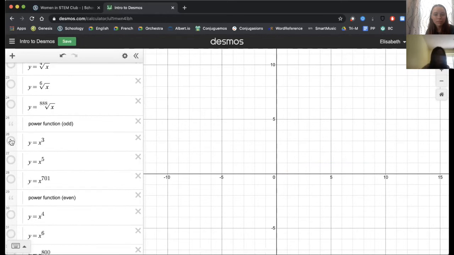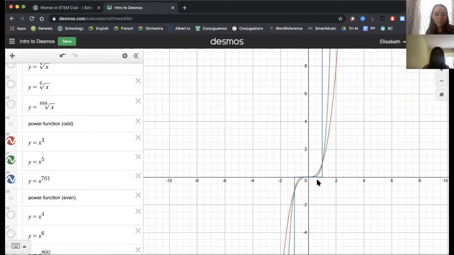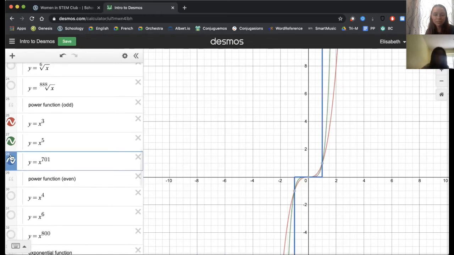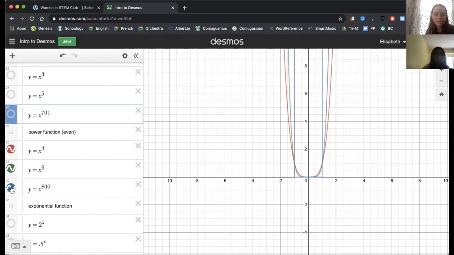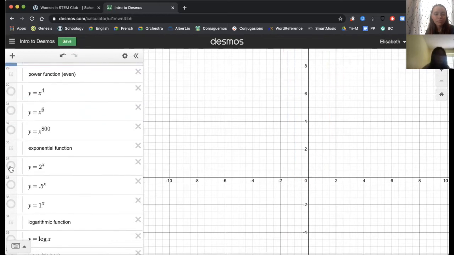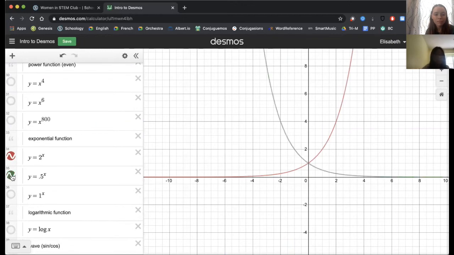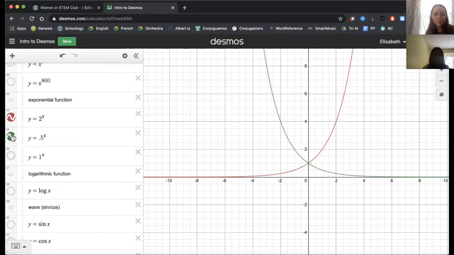So these are power functions. So y equals x to the third, y equals x to the fifth, and y equals x to the 701st. That's a big number. And as you can see, that 701st creates this kind of like straighter line. However, again, it looks different with power functions that are with an even number here, because it will always be positive, like so. There's also exponential functions, such as this, or this. And actually, y equals 1 to the x creates a straight line, and that's because 1 to the power of anything will always be 1.